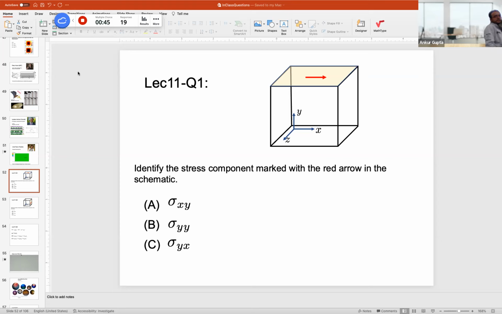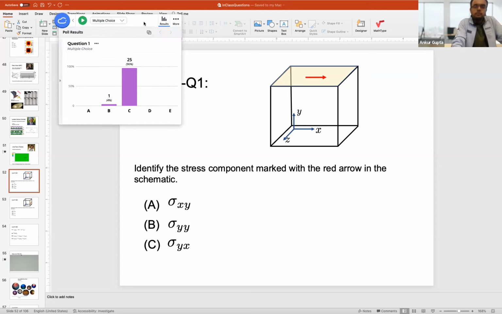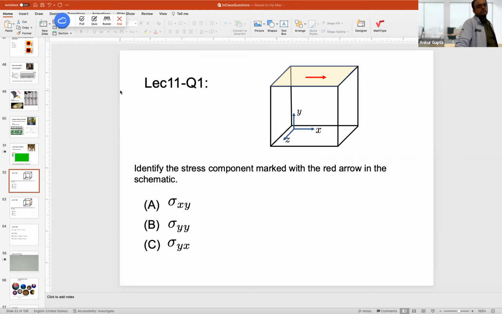Let's give another 15 seconds, then we'll wrap up the poll. All right, I'll close the poll now. I want to get the answers in. All right, so let's see. Great, so almost all of you got it right. It is sigma yx, and let's discuss why it is sigma yx.